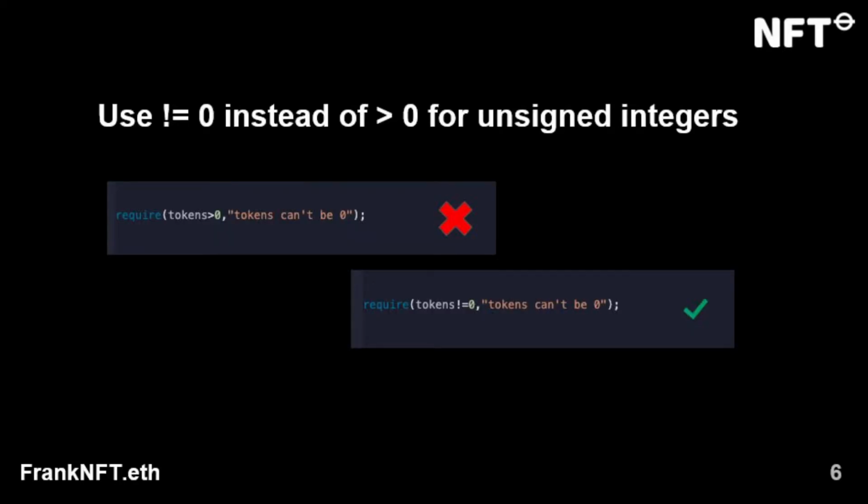Okay, comparisons. We already said it's an unsigned int. It's not going to go negative. So why should I do a require bigger than 0 if I can do a require not 0? We know it's not going anywhere, and the second one will, once again, use less gas.